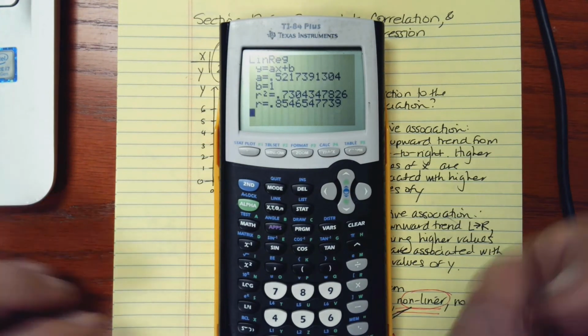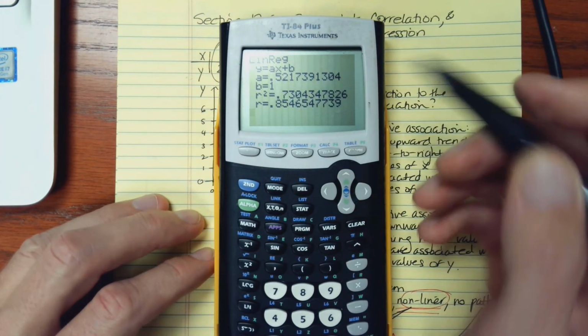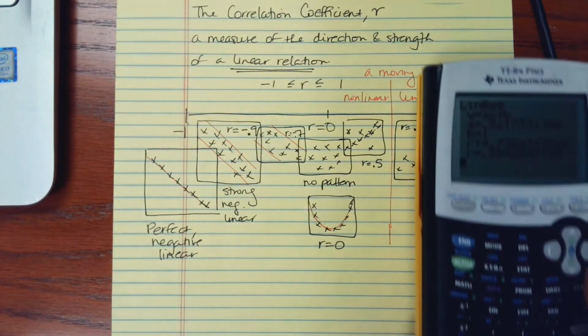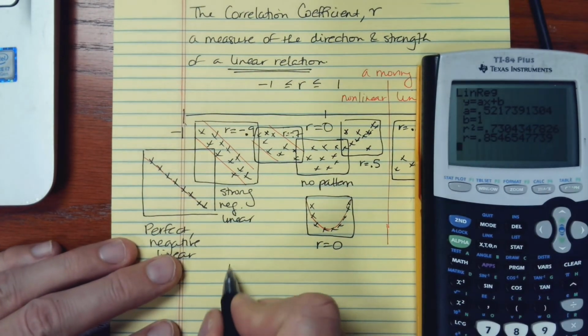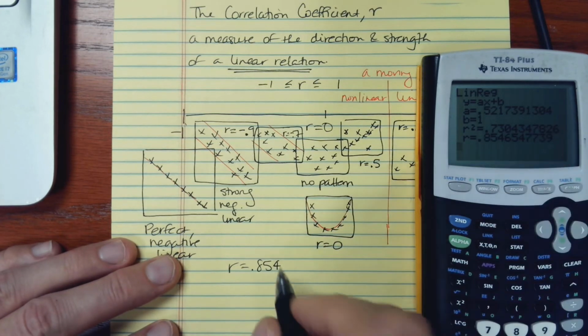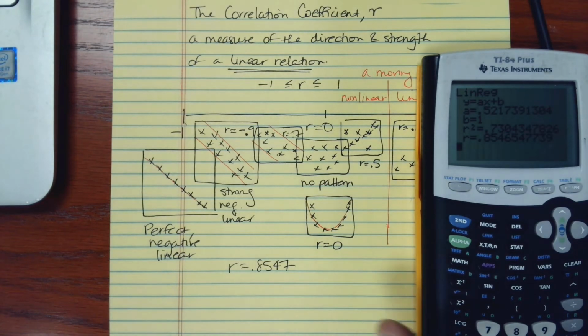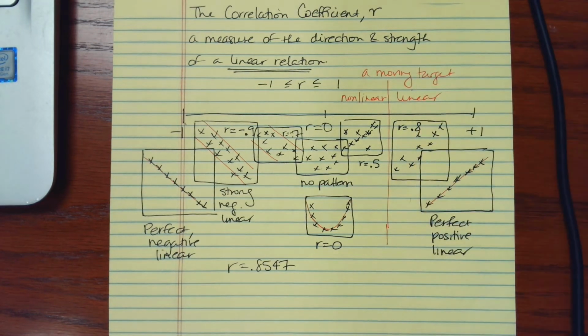I can hit enter, and the R value that I'm getting is the last thing here. It's 0.85. So I'll make a note. R is 0.854, and then I'll just stop at 4 decimal places: 0.8547. Let's see. Does that provide evidence of a linear relation?